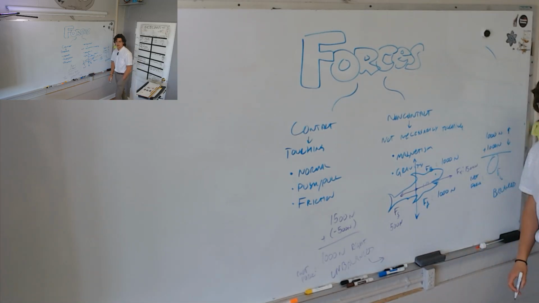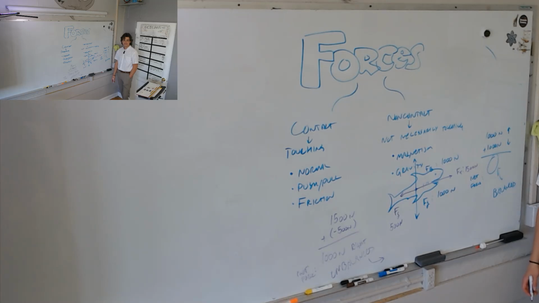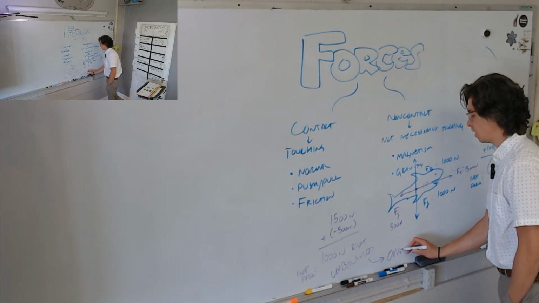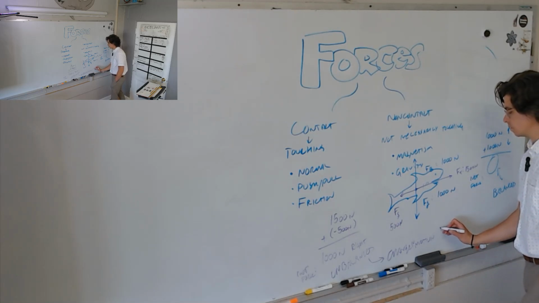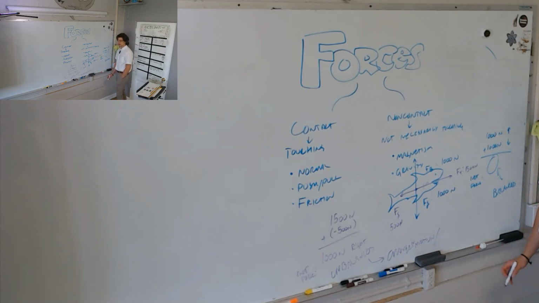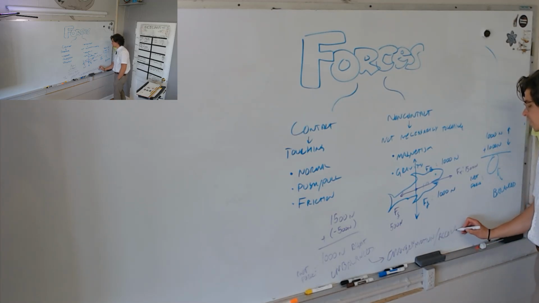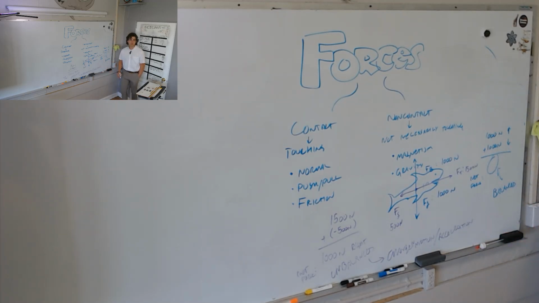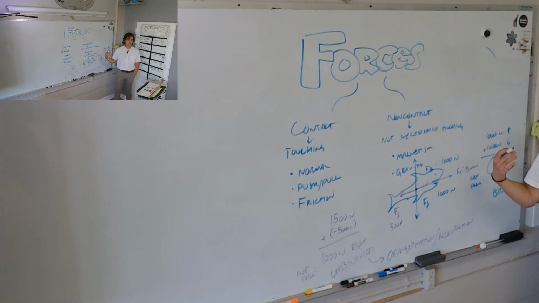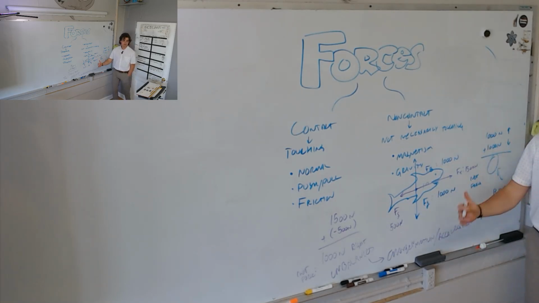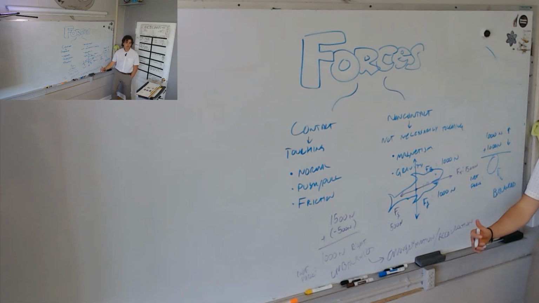All unbalanced forces cause what? Unbalanced forces always cause a change in motion. What's another name for change in motion? Acceleration. Is the shark accelerating? Yes. If it's accelerating right, what do we call that kind of acceleration? It's getting faster.